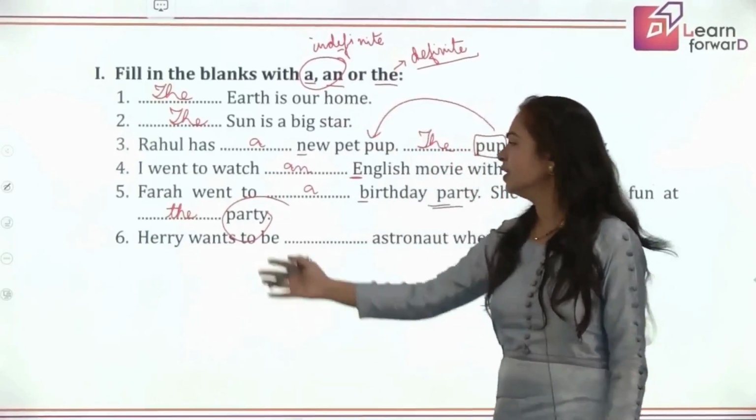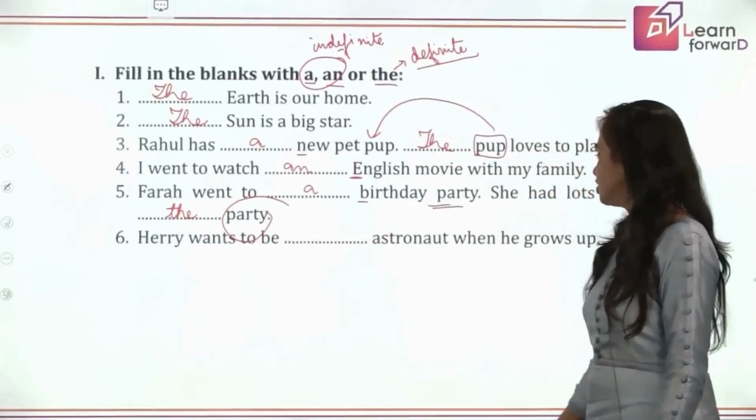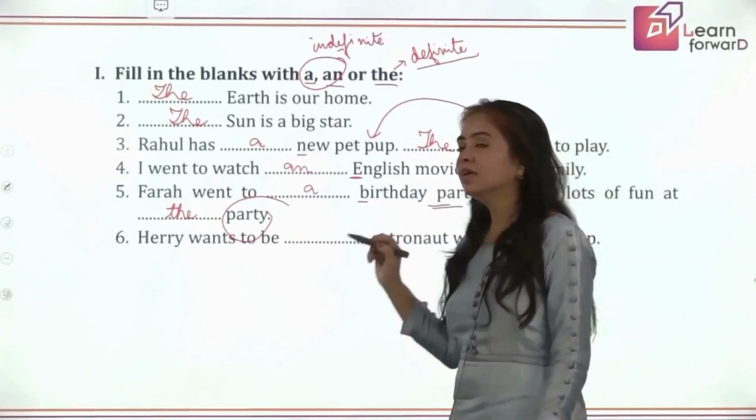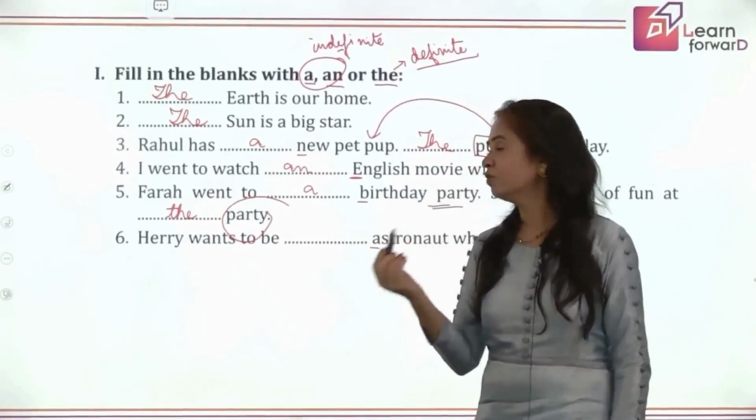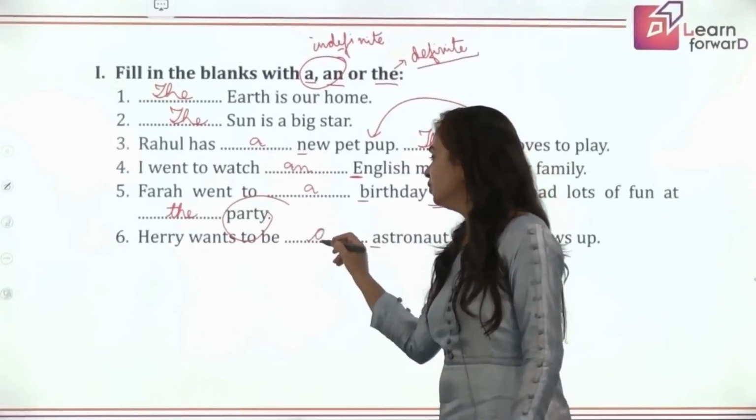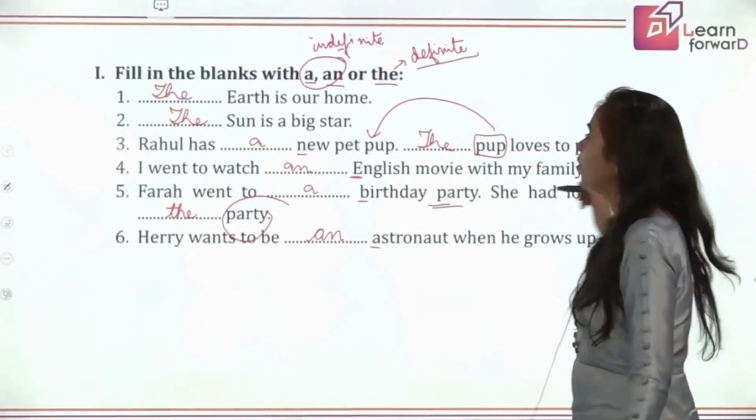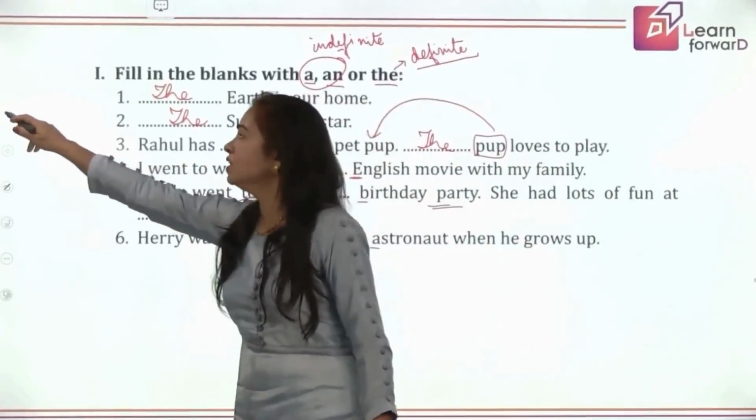Coming to next. Harry wants to be dash astronaut when he grows up. Again, this is a vowel sound. We are talking about a singular noun here. So, "an". Is it fine? I hope all of you have understood now with this exercise.